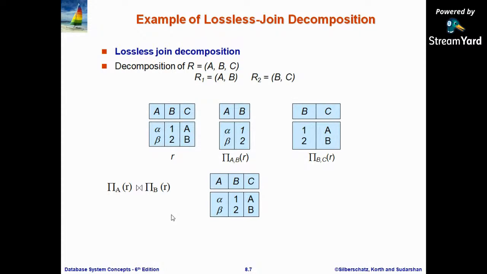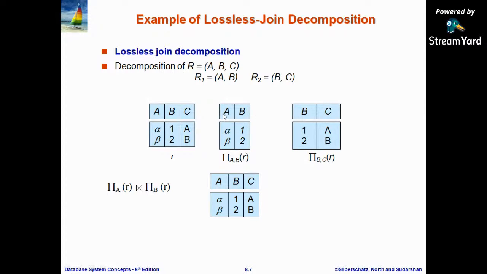Now you have to check when a decomposition is lossless. Lossless means no loss of information. How do you say the decomposition is lossless? For example, you have a relation R with 3 fields A, B, C, and you decompose it into 2 tables. While decomposing a relation into 2 relations, one field should be common. If you do not keep any field common, you will not be able to join them. So one field should be common in both tables.